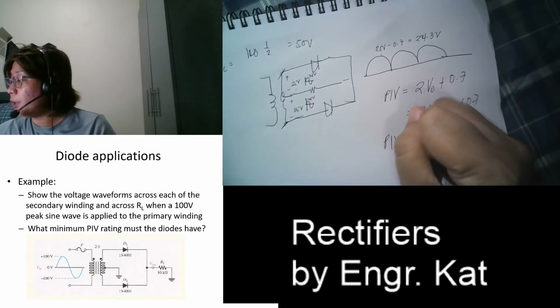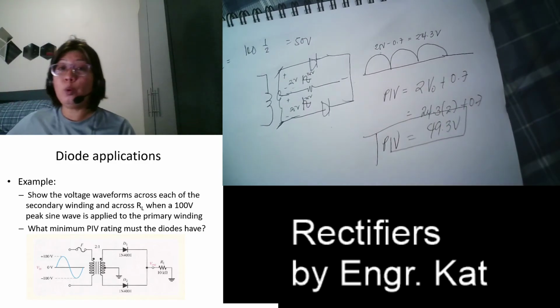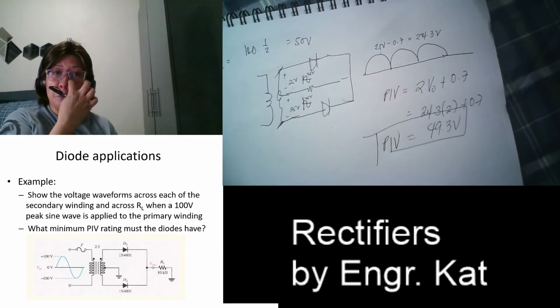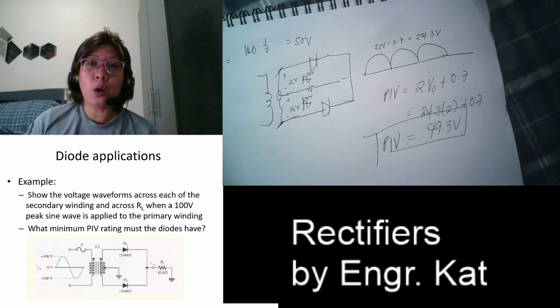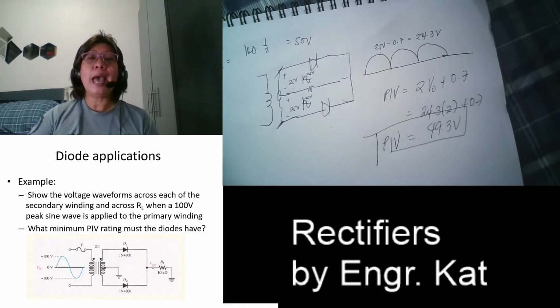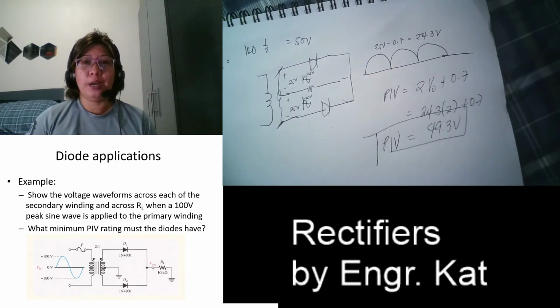So the PIV of your diode must be equal to 49.3 volts. Okay, so that is how you analyze a rectifier circuit.